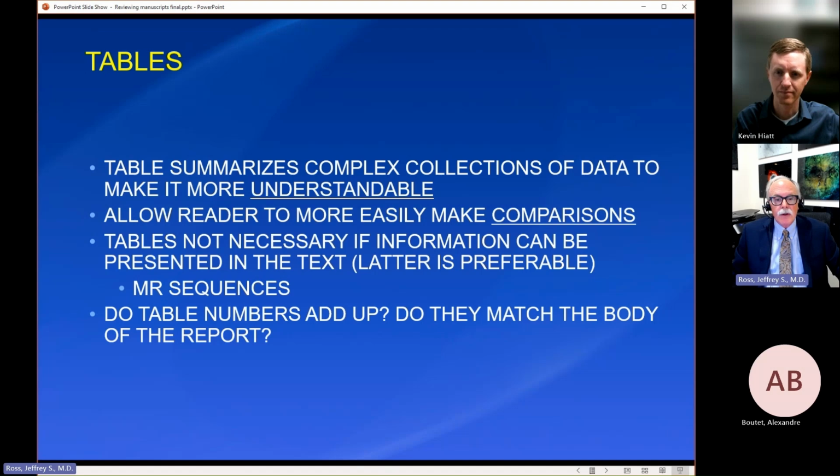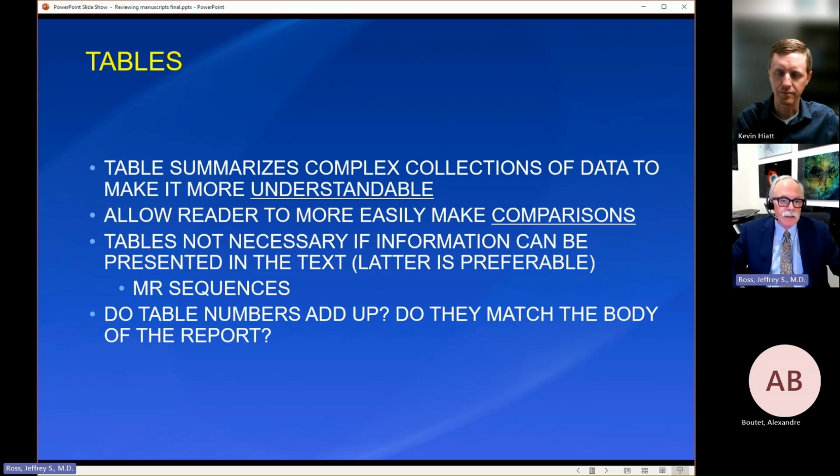Tables are for complex data interactions, just to make it more understandable. And particularly good, I think, if there are comparisons that need to be made with different columns across, so the reader can look at columns. So that's important, and that's the reviewer's job to actually look at the table. And if there are numbers, do the numbers add up? Do they match the body of the report? That's the nuts and bolts aspect of looking at them.